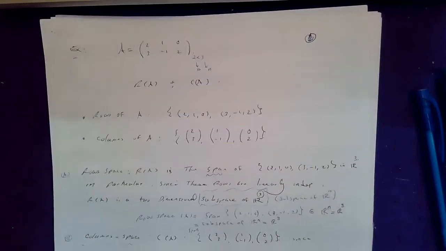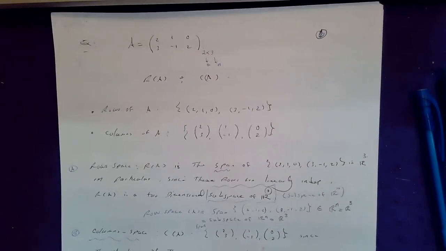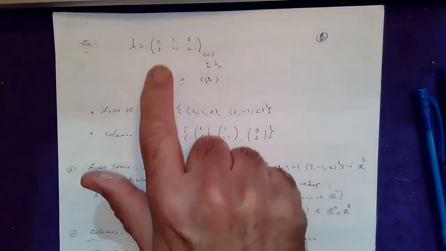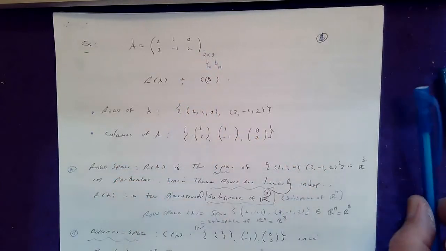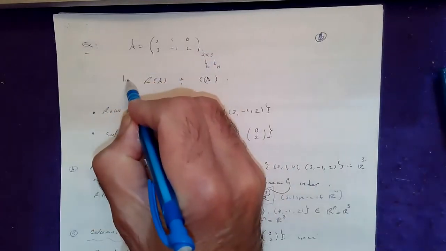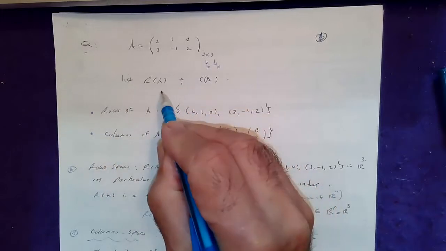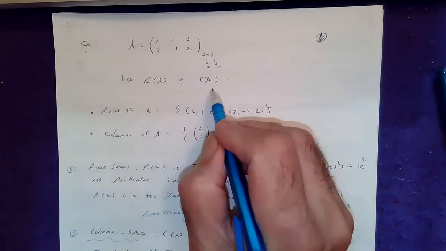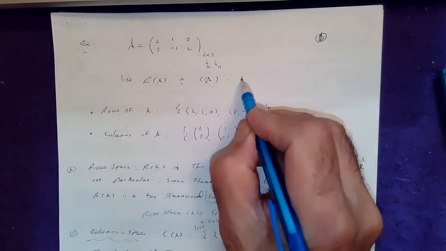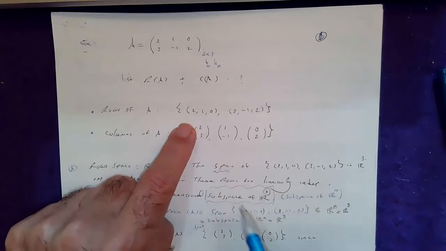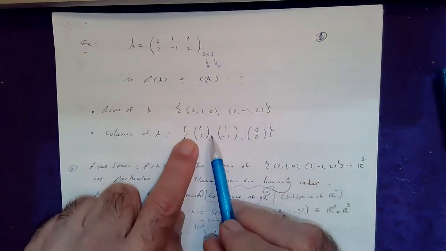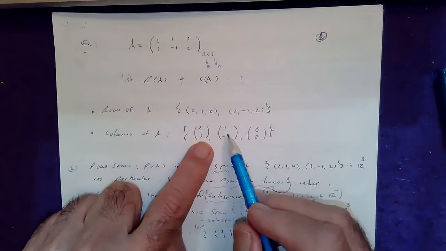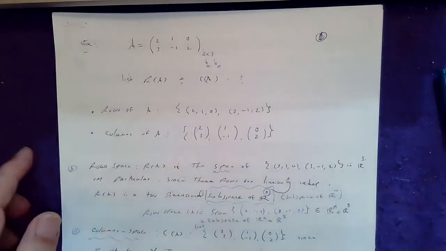So let's go over the definitions with a specific example. Suppose you have a 2 by 3 matrix. The question is, could you list the rows of A and the columns of A? What would those be equal to? Rows of A are (2, 1, 0) and (3, -1, 2). Columns of A are (2, 3), (1, -1), and (0, 2).